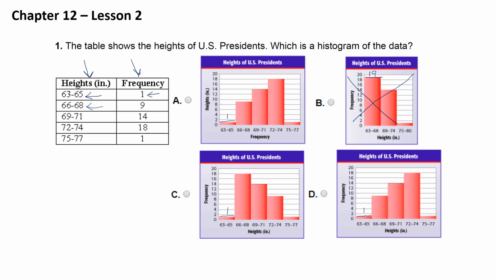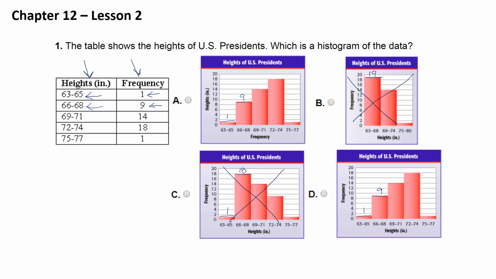For an interval of 66 to 68, we're looking for a frequency of 9. And for graph A, we have 9. Graph C, we have 18, which means graph C cannot be the correct answer. And in graph D, we also have 9.